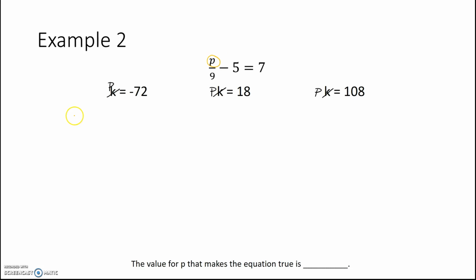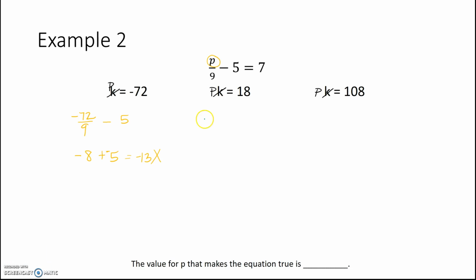So let's get started. I'm going to plug in negative 72 over 9 minus 5. So negative divided by a positive is a negative. 72 divided by 9 is 8. Negative 8 minus 5, well, I cannot subtract with negatives, so I add the opposite, boom, boom. 8 plus 5 is 13, and keep the sign. Negative 13, not what I'm looking for. So now I'm going to move on to the next.